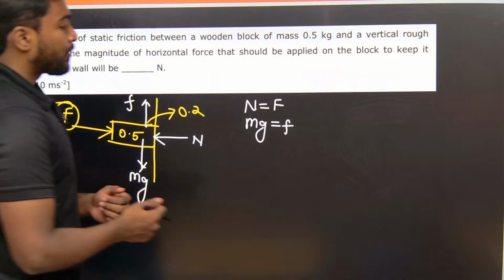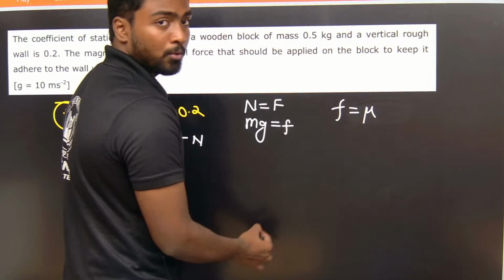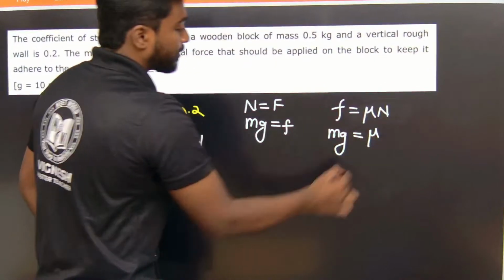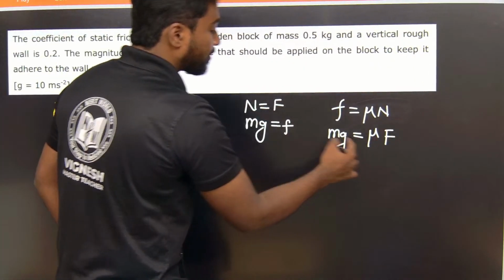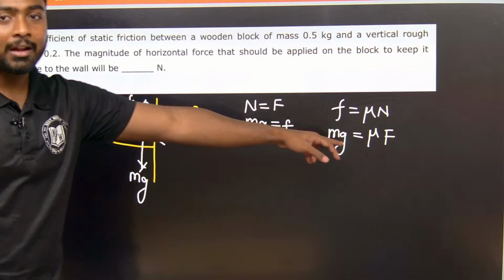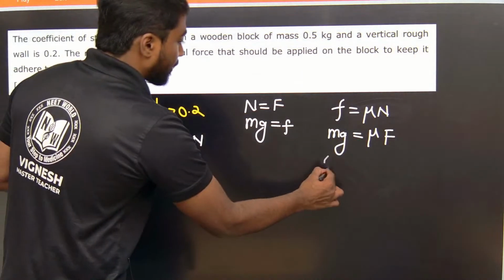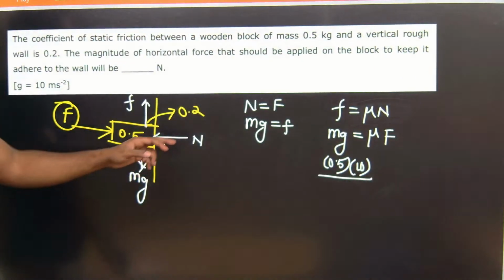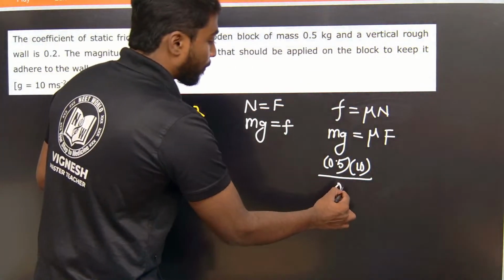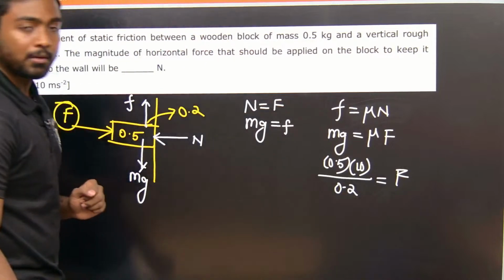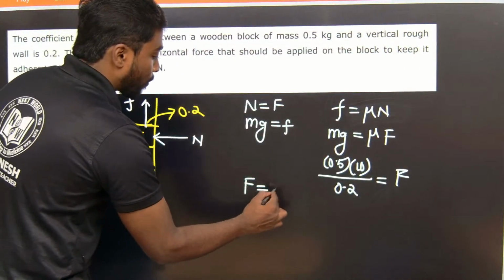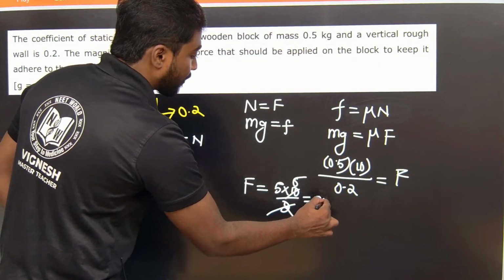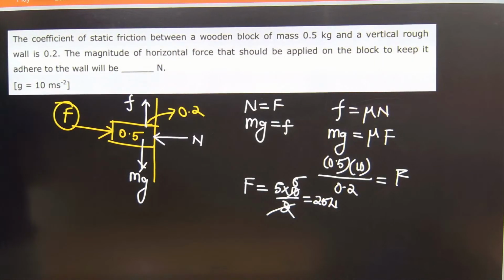Now what is the formula for the frictional force? f is equal to mu into N, where f is mg, and N is nothing but F. So in this mg I can find, mu they have given, and I need to find F. So what is m? 0.5, and g is 10, divided by mu, which is 0.2, is equal to F. So I can write F is equal to 5 into 10 by 2, which is 25. The answer is 25 Newton.